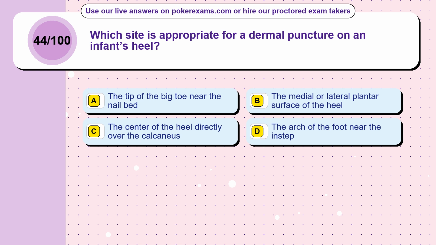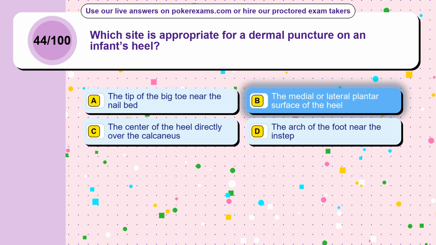Question 44. Which site is appropriate for a dermal puncture on an infant's heel? Option A, the tip of the big toe near the nail bed. Option B, the medial or lateral plantar surface of the heel. Option C, the center of the heel directly over the calcaneus. Option D, the arch of the foot near the instep. The correct answer is option B, the medial or lateral plantar surface of the heel.